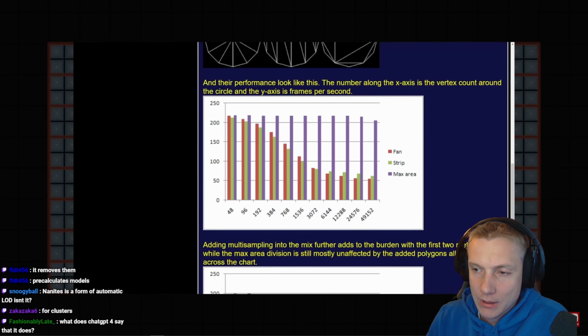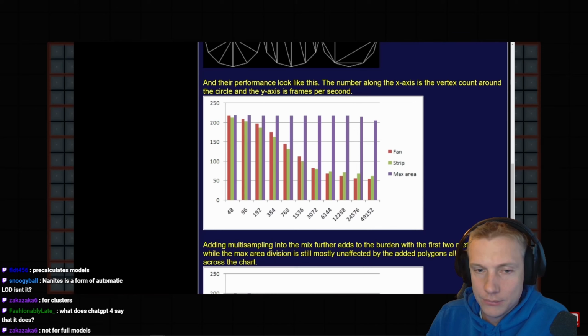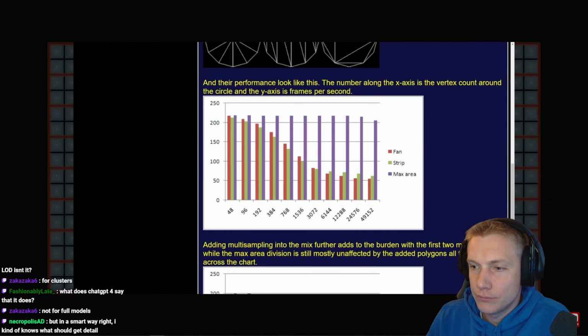What it did was to increase the number of vertices and gauge performance. We can see that the max area approach worked out best, while making ever thinner triangles did poorly.